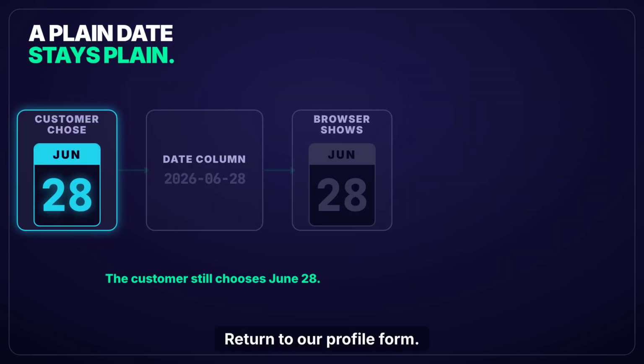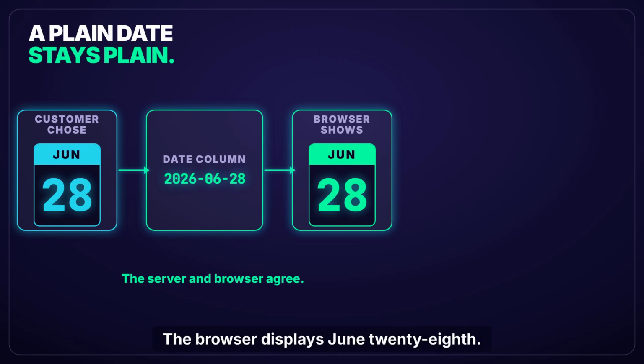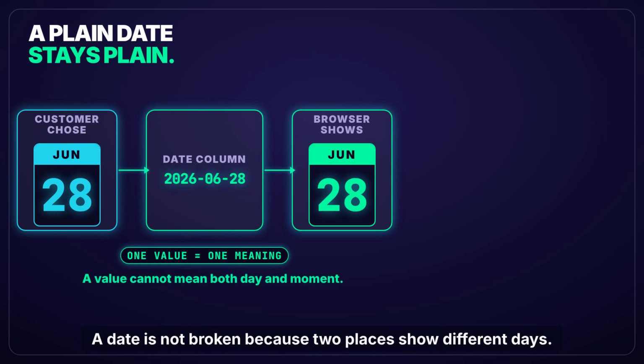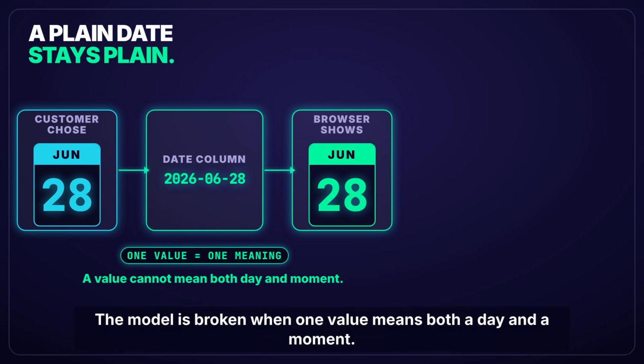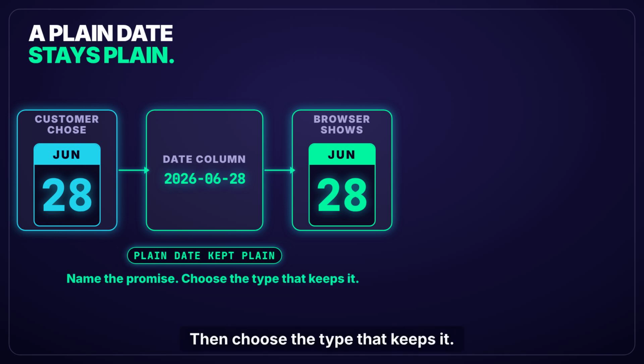Return to our profile form. The customer chooses June 28th. The server stores 2026-06-28 as a plain date. The browser displays June 28th. No day was added. No offset was guessed. The value never became an instant. A date is not broken because two places show different days. The model is broken when one value means both a day and a moment. Name the promise first, then choose the type that keeps it.